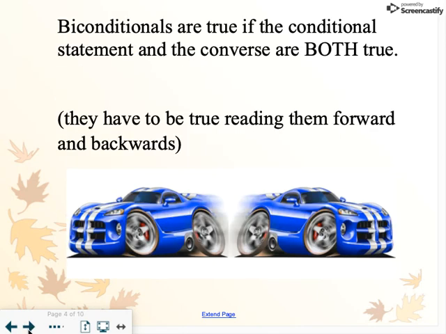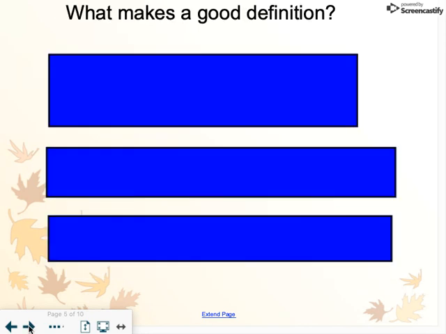So we look here, biconditionals are true if the conditional statement and the converse are both true. Right? They have to be true reading them forward and backwards, converse or conditional statement.